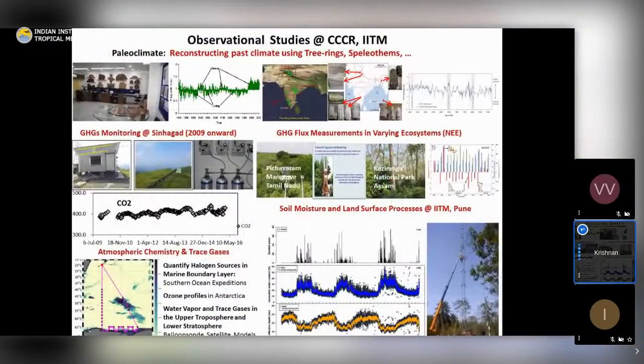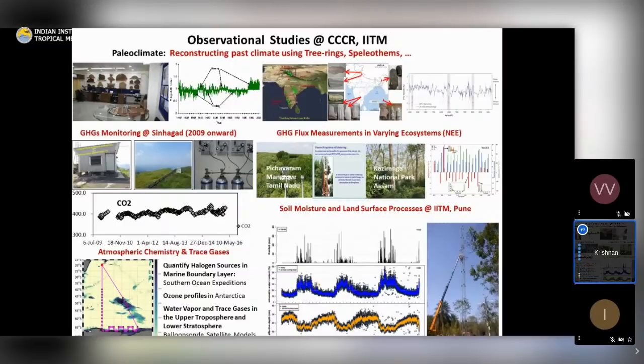And with regard to the observational activities that I've just summarized in one slide of CCCR, we have a very vibrant program looking at the past climatic variations over India. This has been there in IITM for quite some time, and this is now part of CCCR. We are looking at the climatic variations, both in temperature records and the precipitation, the monsoon variations, using tree rings, and which is now available for more than 500-600 years record in the Himalayan region, in peninsular India, in central India, and so on.